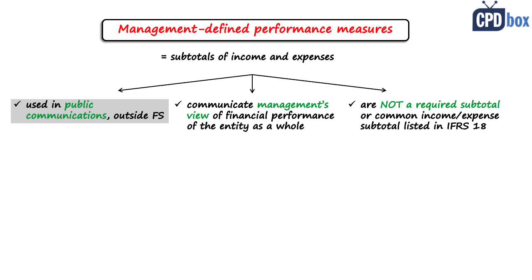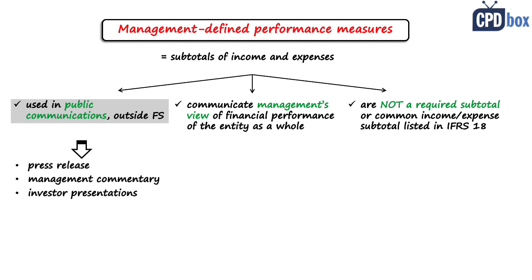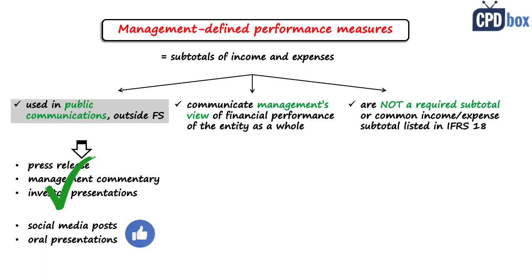Number one, management must communicate these measures clearly in the official public communications, which are press releases, management commentaries, or investor presentations. Such an official communication would point out that the measure is MPM or management-defined performance measure. However, we're not speaking about a social media post or some oral presentation. So if the management communicates some measure just on some social network, it's not MPM or management-defined performance measure, and it does not need to be in the notes.